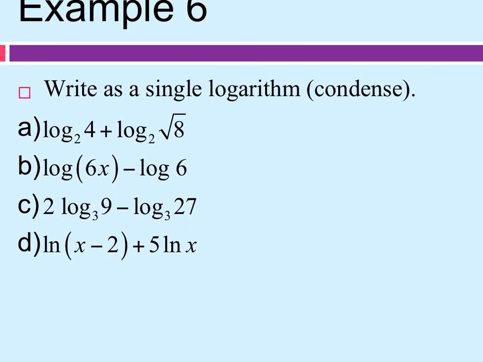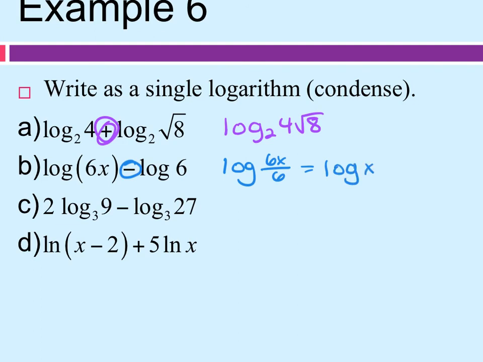So A is a sum, which means it becomes a product. Yes. So this becomes log base 2 of 4 times the square root of x. So we're not simplifying this, we're just condensing it. It actually would have been simplified from the beginning if we were doing that. B, it's a subtraction sign, which means divide. Log of 6x over 6, that we can simplify to log of x.